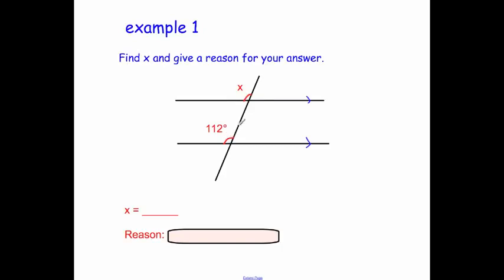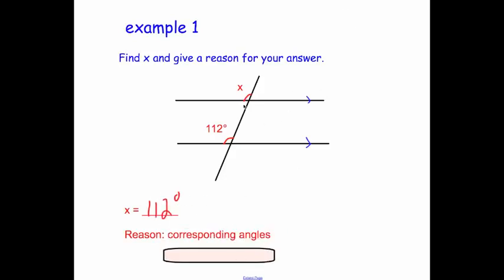As you can see, both of these angles are obtuse, and also they're in the same position. You've got the transversal, and both of them are above the parallel line on the left hand side. That means they're corresponding to each other. You've got the upside down F shape like that. They're corresponding to each other, so they're both the same. So if this is 112, x is 112 degrees, and the reason is they're corresponding angles.